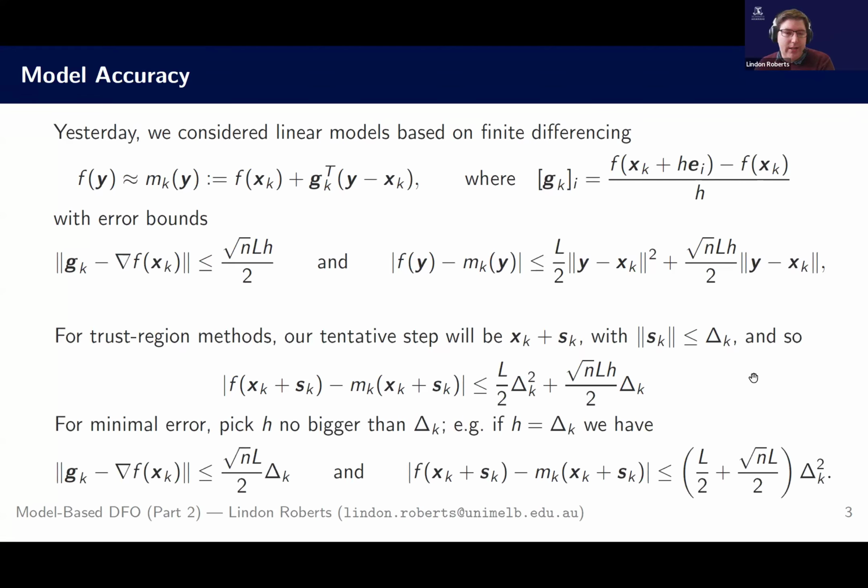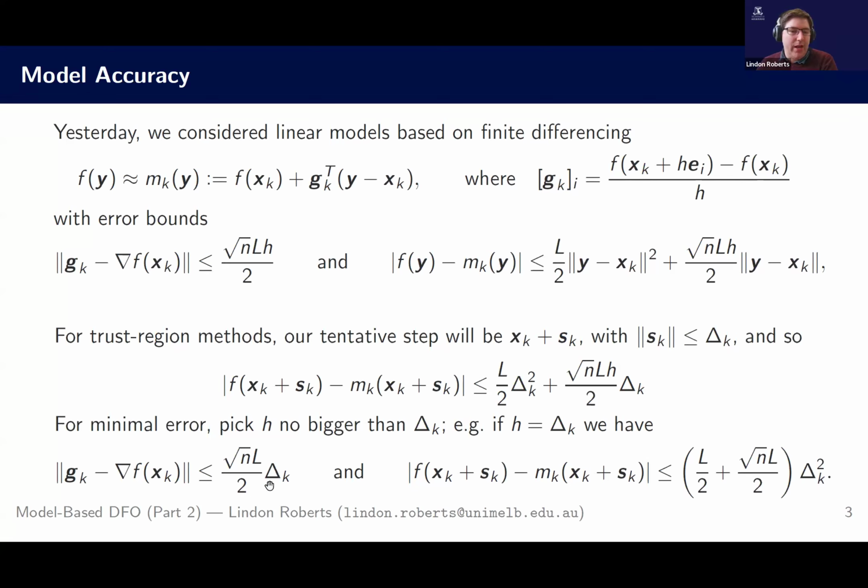As I mentioned yesterday, it's quite natural to pick h reasonably small, but not too small that rounding errors hurt you. So a natural choice here is to pick h roughly of size delta_k, which means both terms here end up being of size delta_k squared. Picking h significantly smaller than that isn't really going to achieve a huge amount more in terms of the error bounds relative to delta, but you are going to run into rounding errors a bit more. So let's say we pick h to be of size delta_k.